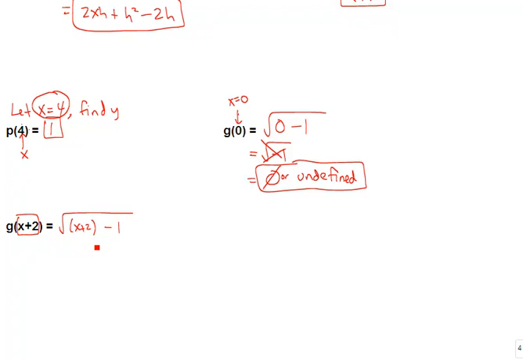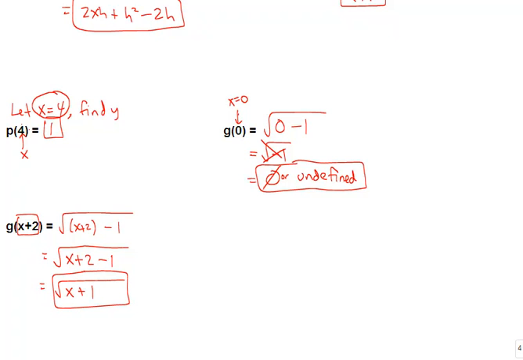And then to simplify here, we actually don't need the parentheses in this particular function because there's no square or no number out front that would need to be distributed. So we can drop the parentheses, and then just combining like terms, plus 2 minus 1 just becomes x plus 1. And so our final answer is the square root of x plus 1.